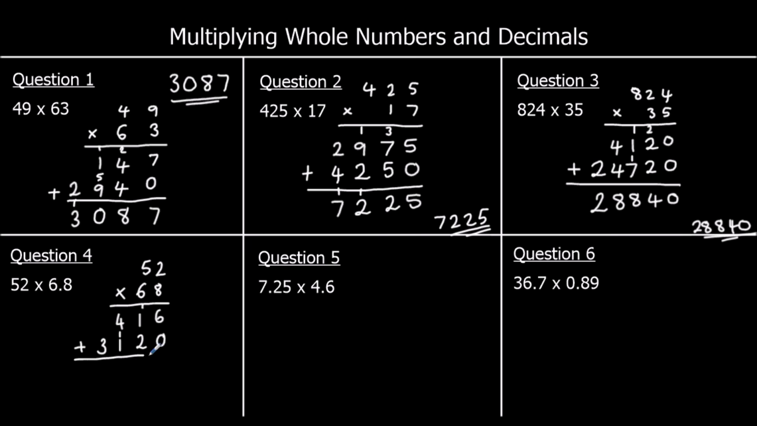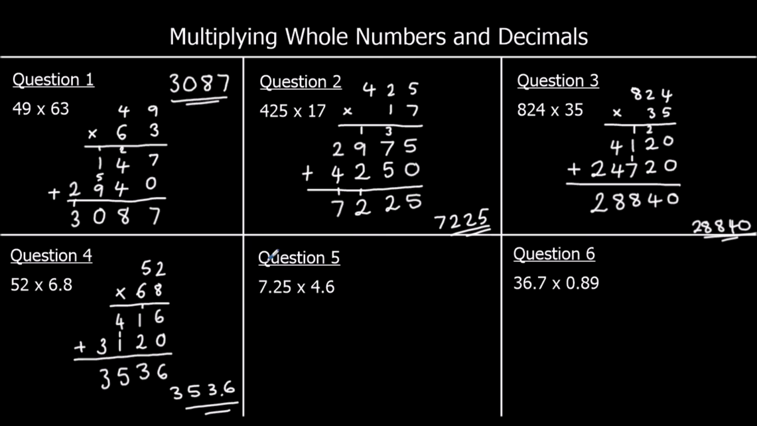So let's add these together. 6 plus 0, 6. 1 plus 2, 3. 4 plus 1 is 5. 3 plus nothing is 3. So I've got 3,536. But we've got to put the decimal back in. We multiplied the question by 10 once. There was one number after the decimal place. So we divide the answer by 10. Or say there's one number after the decimal place in the answer.